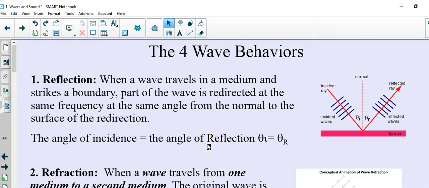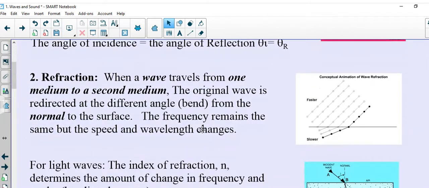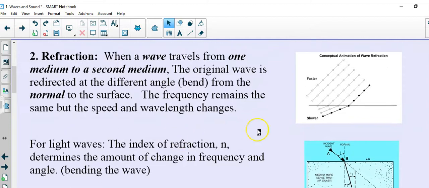We are continuing with the 4 wave behaviors, and now we're going to be discussing refraction. Refraction is when a wave travels from one medium to a second medium. The original wave is redirected at a different angle, and it bends from the normal surface. The frequency remains the same, but the speed and the wavelength change.